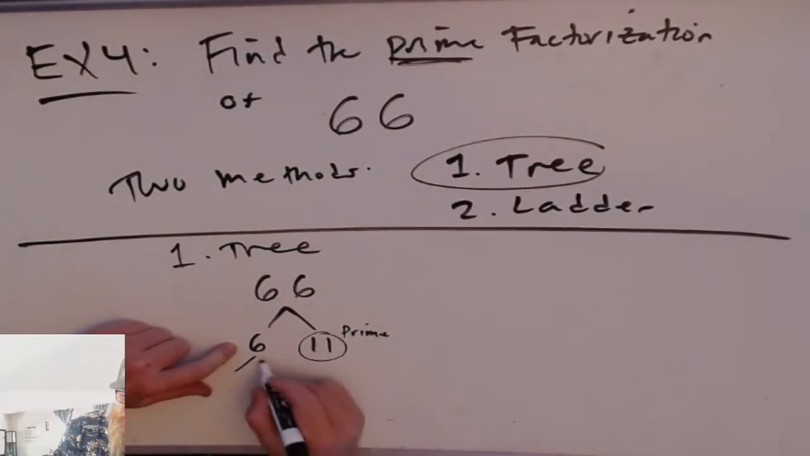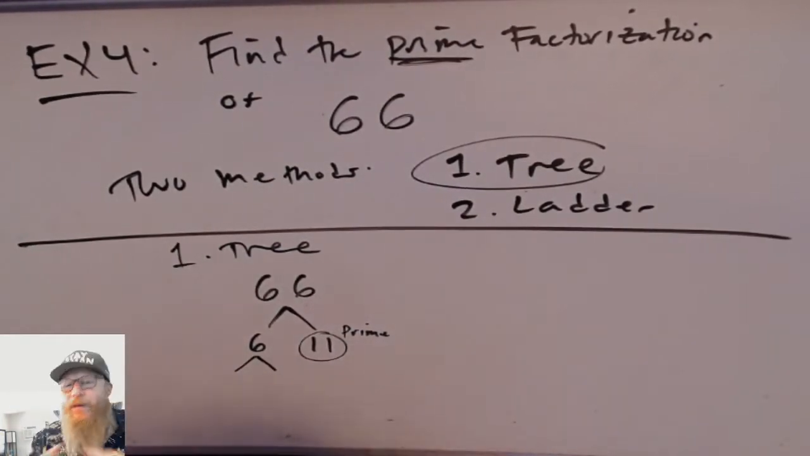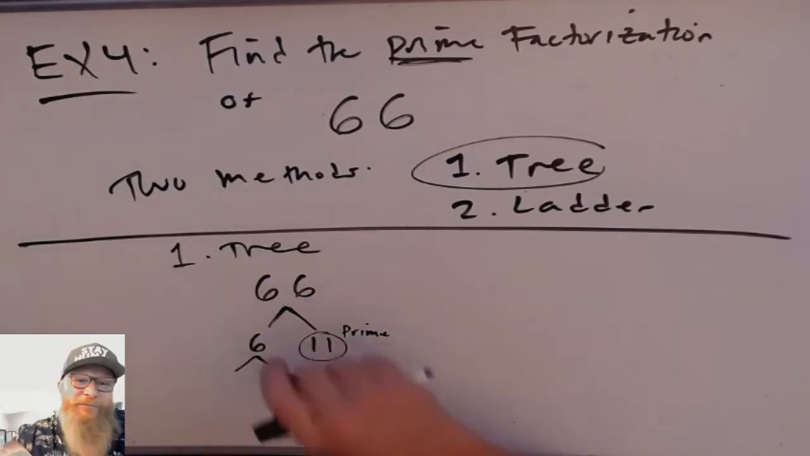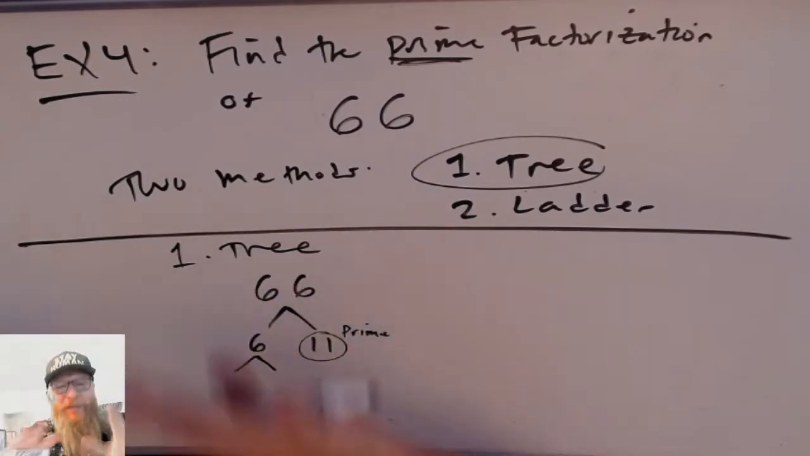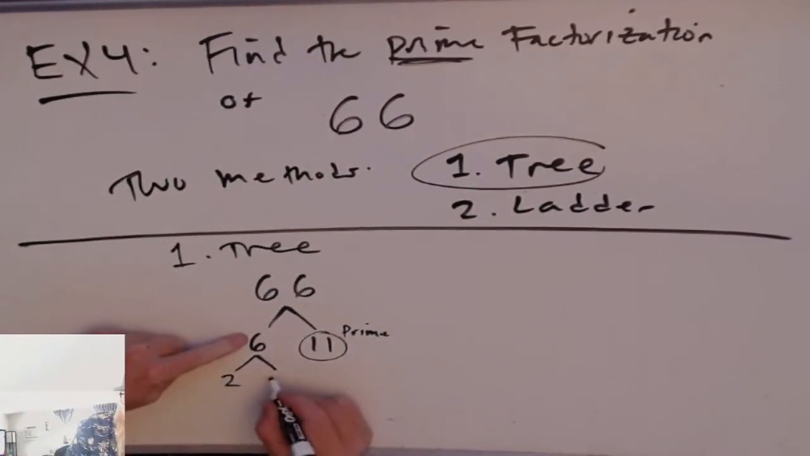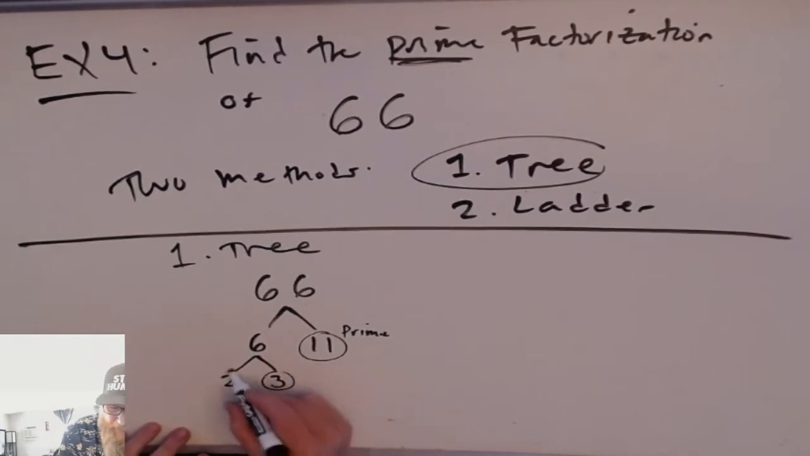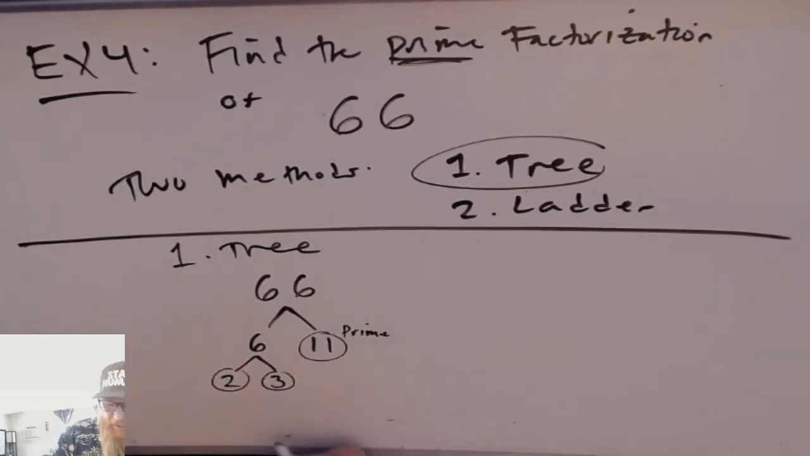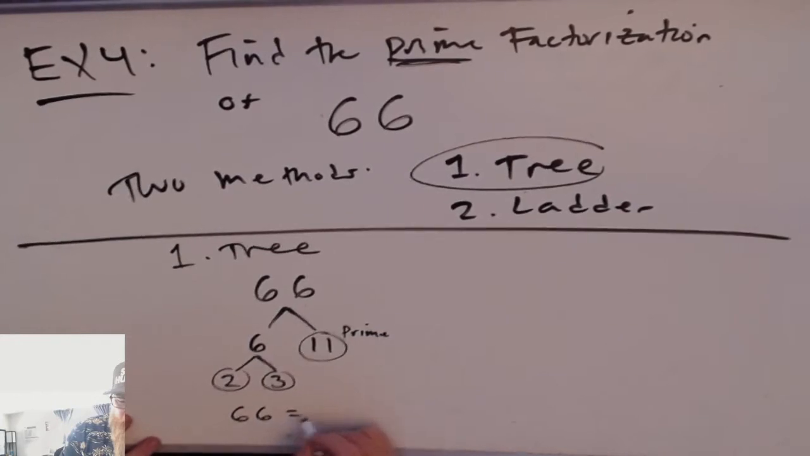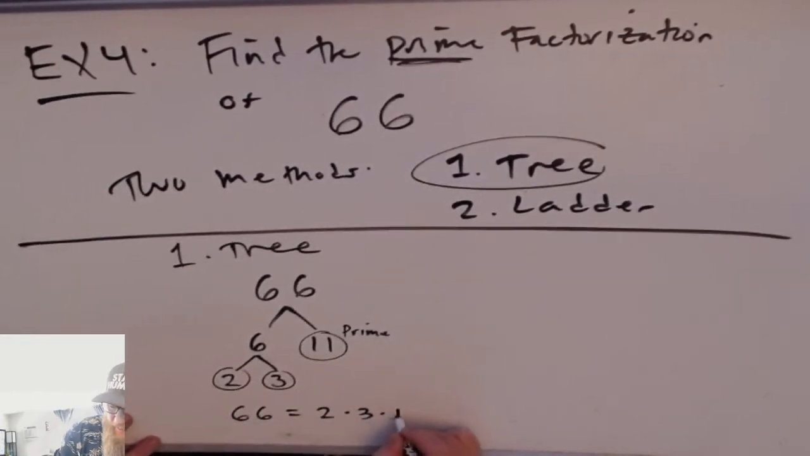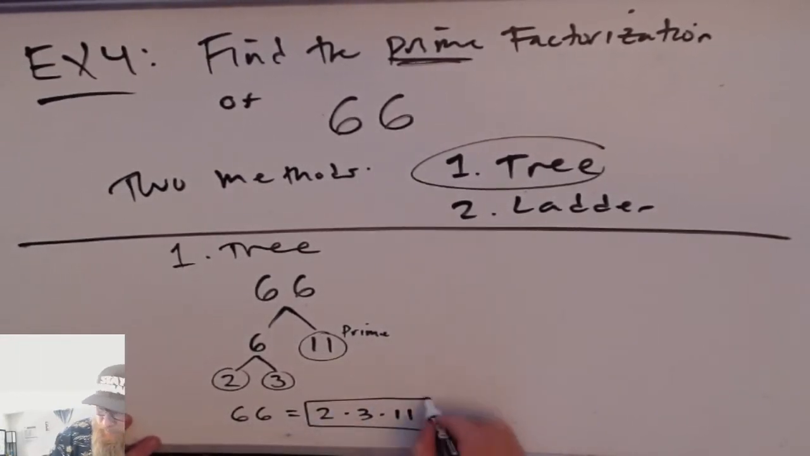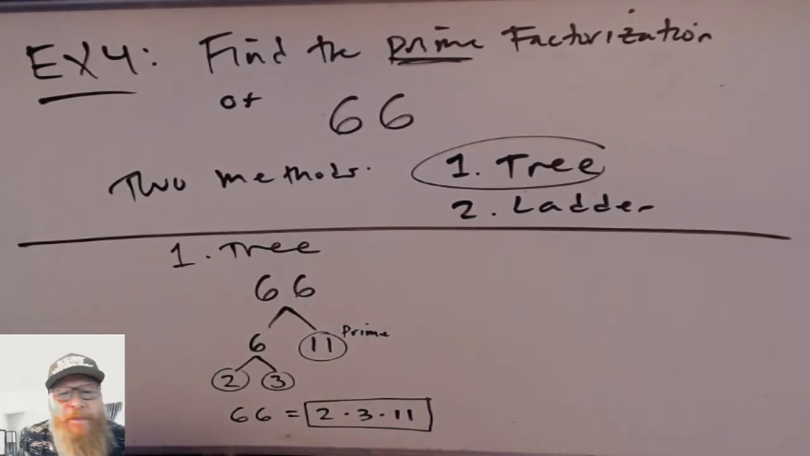All right, so now 6. Make another branch. Always do 2 at a time. Occasionally you can do 3 if it's one that you've memorized, like 8. With 8, you can do 3 branches, 2, 2, 2, and we'll get to that in a minute. So 6 is 2 times 3. Those are primes. And so the prime factorization is 66 is 2 times 3 times 11. Normally we put them in order. So that's how you do it with the tree.